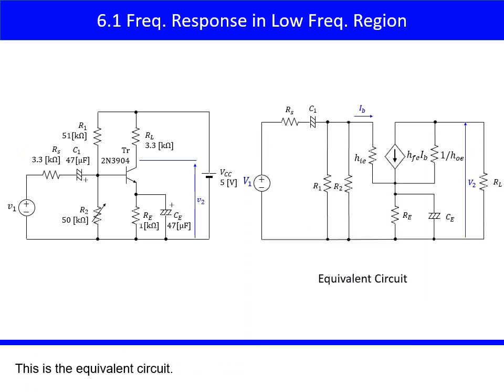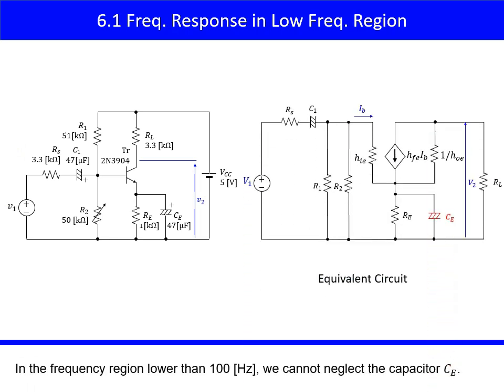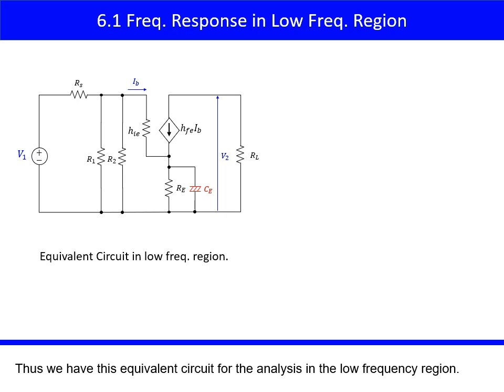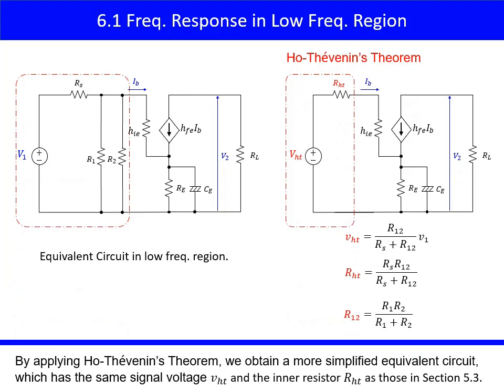This is the equivalent circuit. In the frequency region lower than 100 Hz, we cannot neglect the capacitor CE. Let's neglect C1 because its effect appears in the region lower than 1 Hz. We can neglect HOE due to its small effect on the gain. Thus we have this equivalent circuit for the analysis in the low frequency region. By applying Thevenin's theorem, we obtain a more simplified equivalent circuit, which has the same signal voltage VTH and the inner resistor RTH, as those in section 5.3.